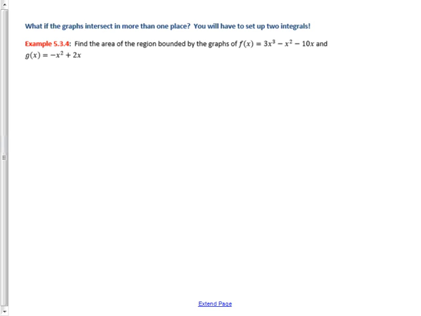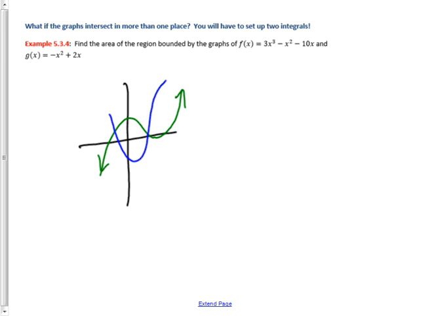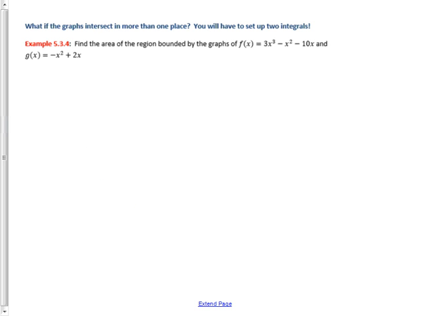Alright, and finally we have this one. Okay, this one is the worst one for sure. Okay, what if the graphs intersect in more than one place? You're going to have to set up two integrals. It means, what if I have one graph doing this and one graph doing that, where you can see here green's on top and here blue's on top. So you have two separate regions with the graphs being on top.